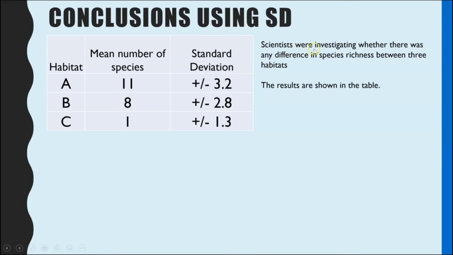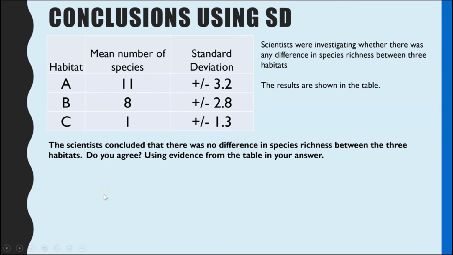So scientists were investigating whether there was any difference in species richness, which is the mean number of species, between three habitats. So we have the result in the table. We have habitat A had 11, habitat B had 8, and C had 1. But they've also included the standard deviation. So this is the spread of the data around the mean. So it could be plus 3.2 from the mean or minus 3.2 from the mean.